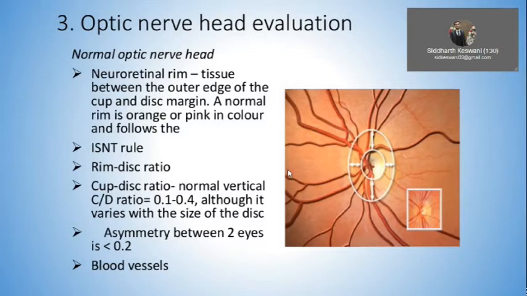The normal rim is generally orange or pink in color, right? And there is a rule, which we will come to later, and there is the rim disc ratio and the cup disc ratio. The normal CD ratio is 0.1 to 0.4. In glaucoma it increases, like it becomes 0.5, 0.6 or 0.7.